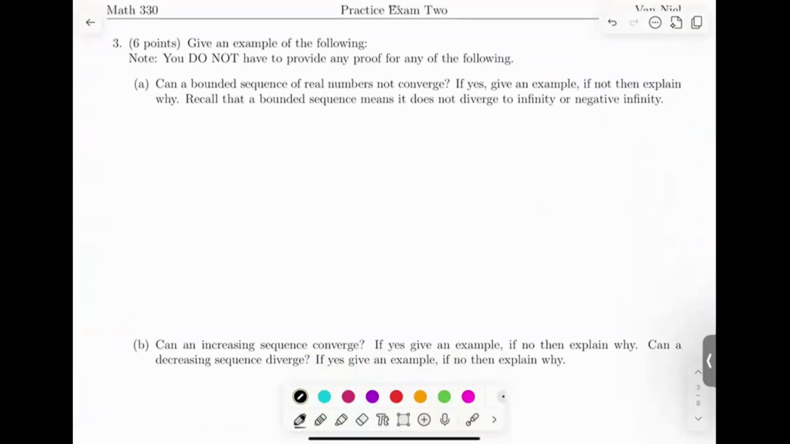Give an example of the following. You do not need to prove any of these, but I do say that you need to give a short explanation for both of them. So can a bounded sequence of real numbers not converge? This is true. Answer is yes.